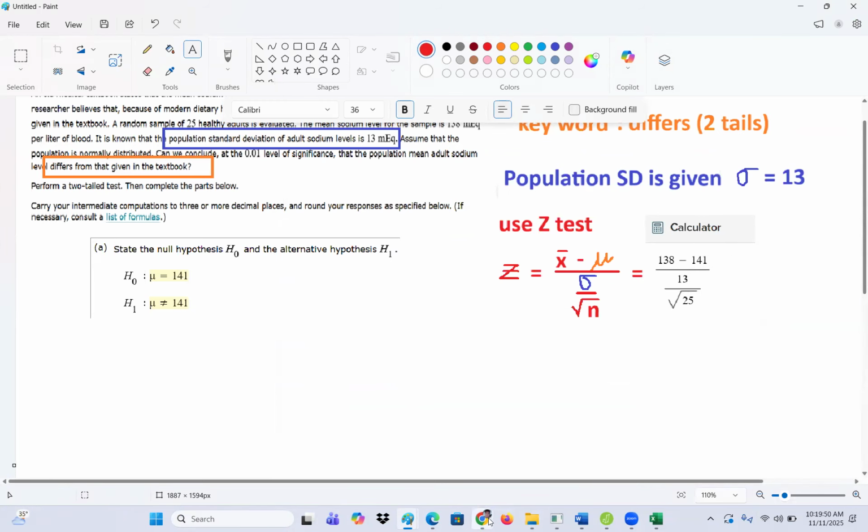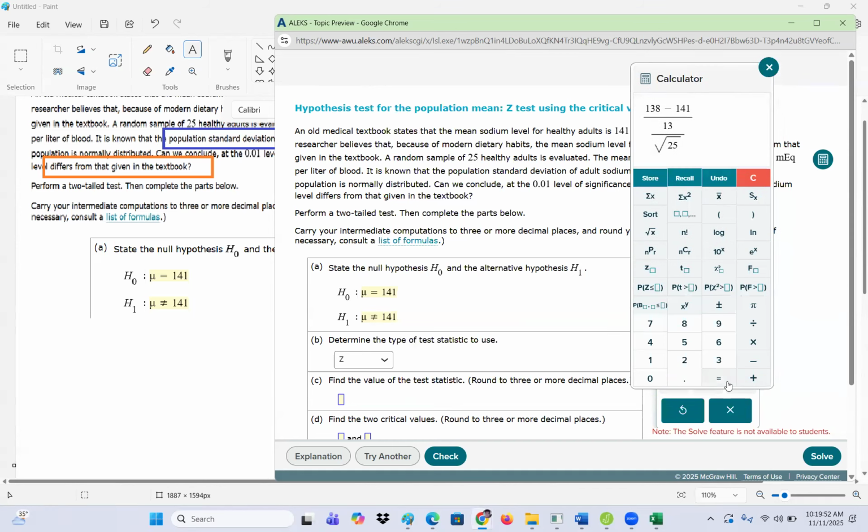And then essentially it's going to give us the answer equal to negative 1.153. Okay, 1.154, something like that.